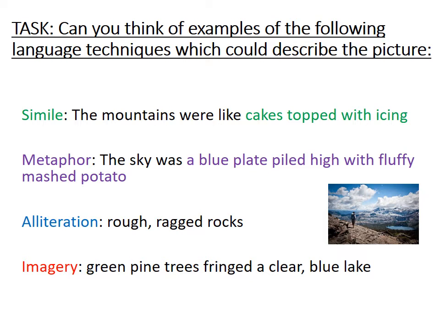Alliteration, I used the rough ragged rocks, repeating the R sound. And finally for imagery, I just described the lake and the trees. The green pine trees fringed a clear blue lake. So you can see that each of those techniques adds lots of information to help visualise and picture the scene, but also creates a lot of interest.